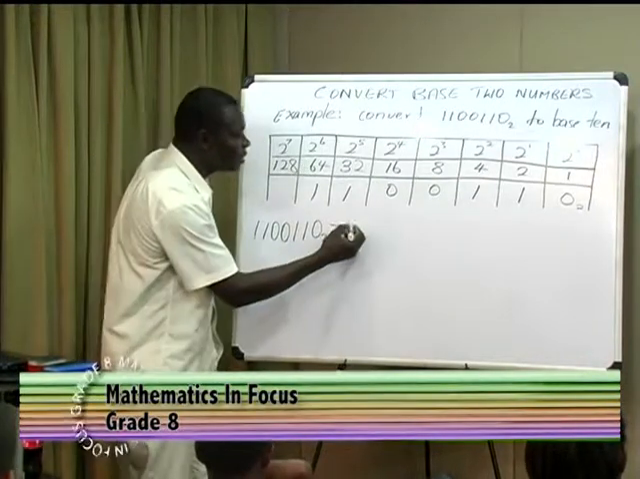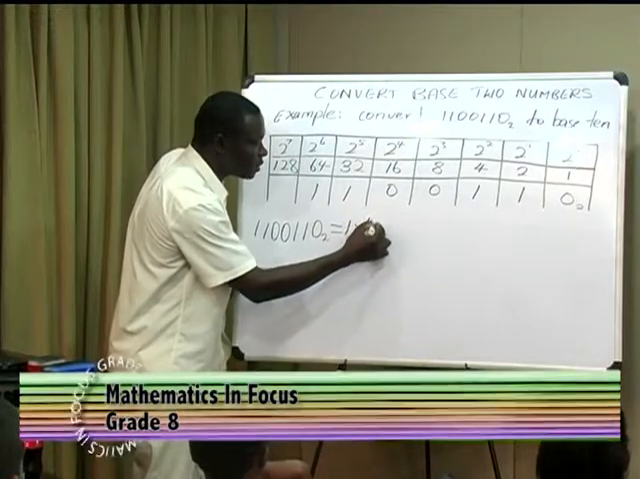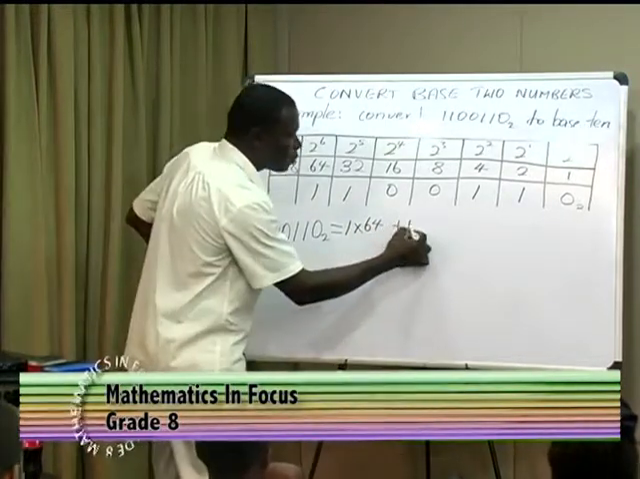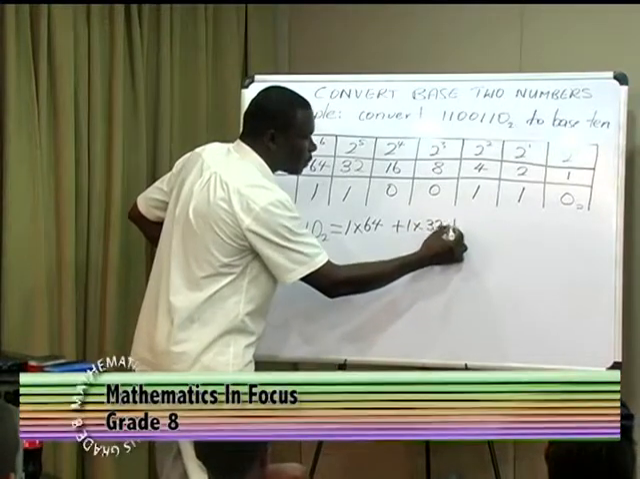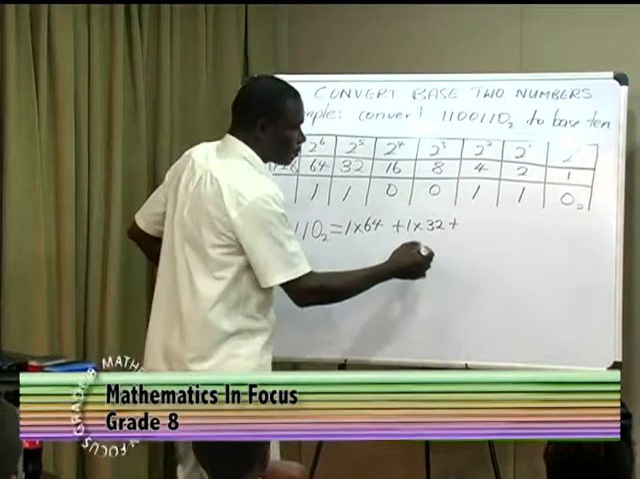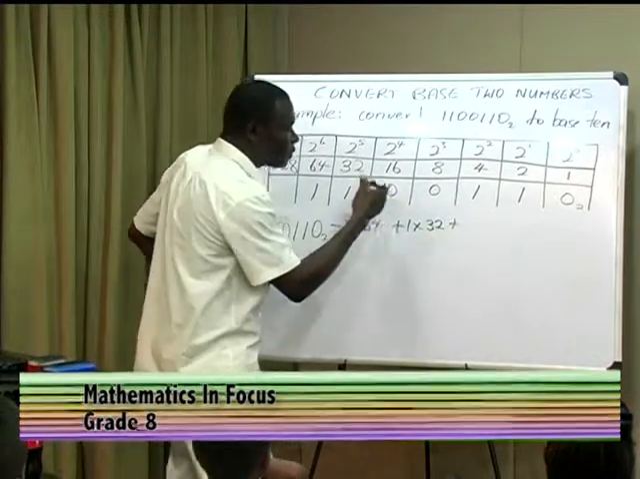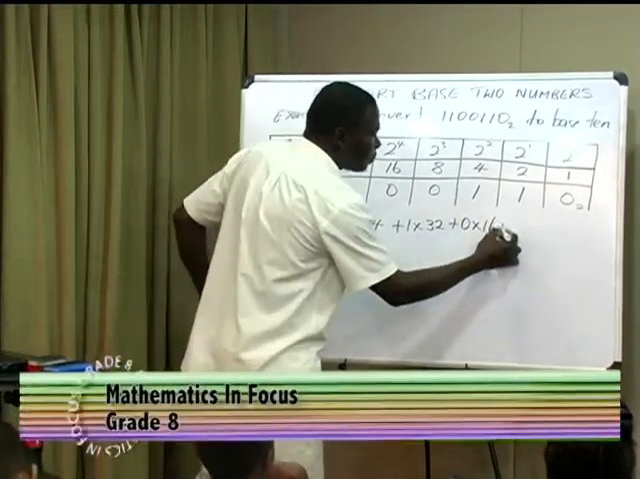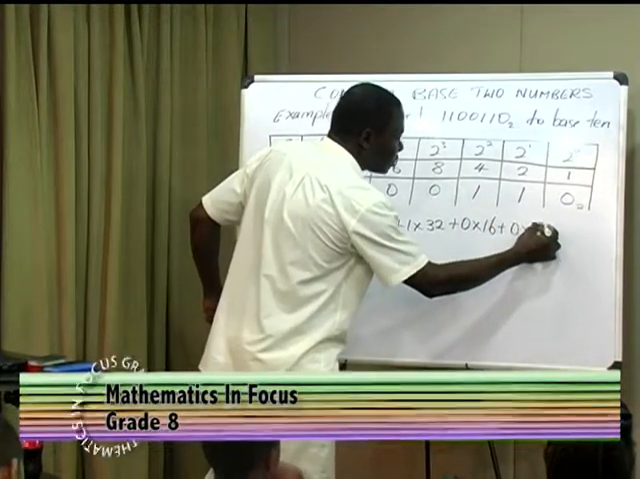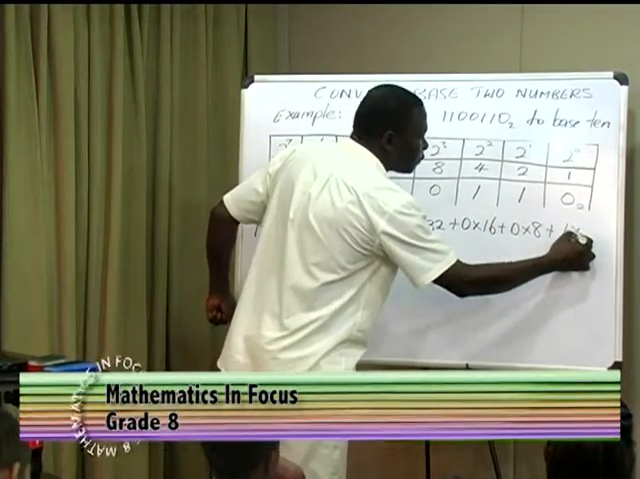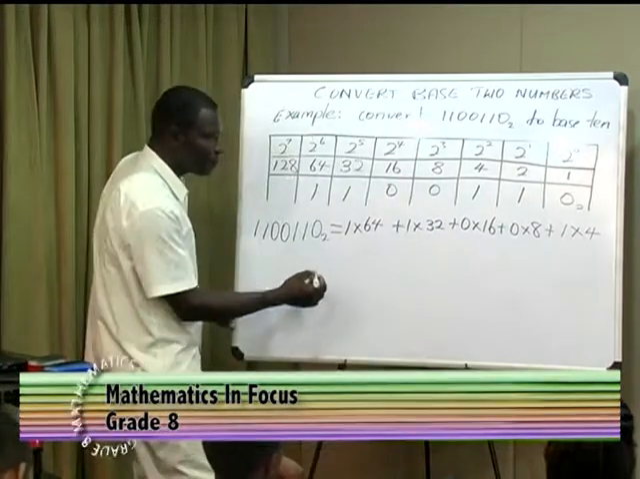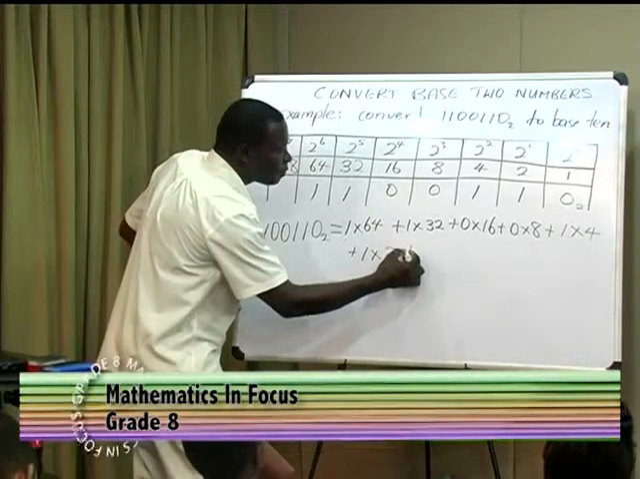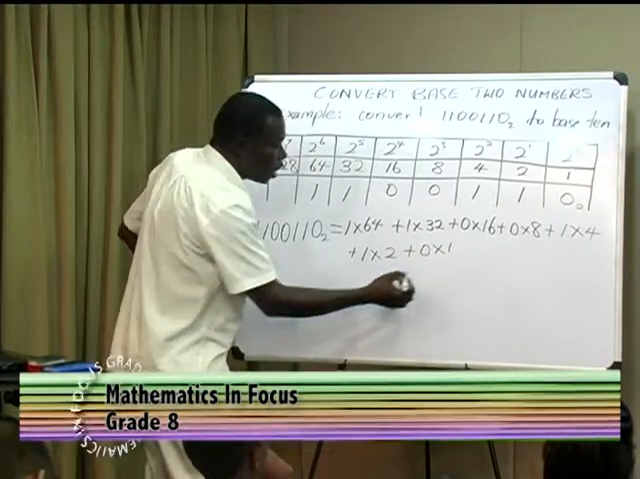164 we have. 64. So you can say it is 1 times 64 plus 1 times 32 plus 1 times 4. Now let's skip this now. We will skip it as we go along. We have 0 times 16 plus 0 times 8 plus 1 times 4. Do you agree? Yes, sir. Then we have plus 1 times 2 plus 0 times 1.